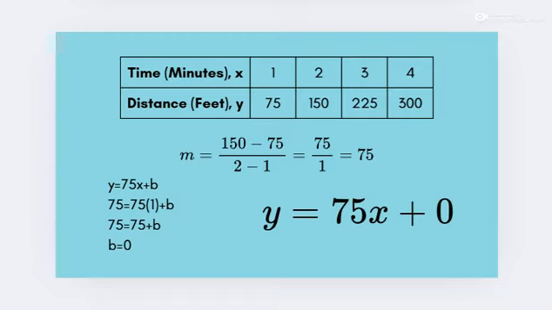And then the formula is now y equals 75x plus b, because we know our slope. We're going to plug in our first set of terms, our first coordinate pair. So 75 equals 75 times 1 plus b, which is just 75 equals 75 plus b, which means b equals 0. If I subtract 75 from both sides, that leaves us with 0. So our final formula is y equals 75x plus 0.